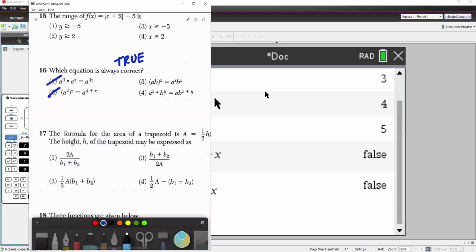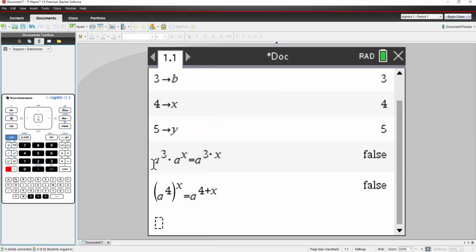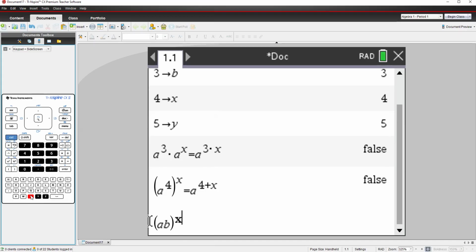This one right here. Now I know my exponent property, so I know that should be right. But I want you guys to see something here. I'm going to do this intentionally so that you can know what the issue is and how to fix it. Raise it to the x power, and then we're going to say is equal to a to the x and then b to the x.